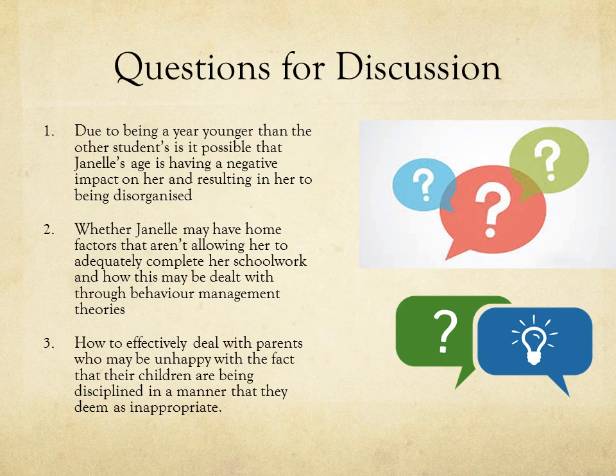The questions that I established as a result of undertaking this task were primarily three major issues. Number one was the effect that Janelle's age may have on her work, and whether or not being a year younger was resulting in her disorganised behaviour. Secondly, whether or not Janelle may have home factors that aren't allowing her to adequately complete her schoolwork, and the ways in which the behaviour management theories might be able to deal with this. And thirdly, how these behaviour management theories might be able to effectively manage parents who are unhappy with the way that their children are being disciplined.